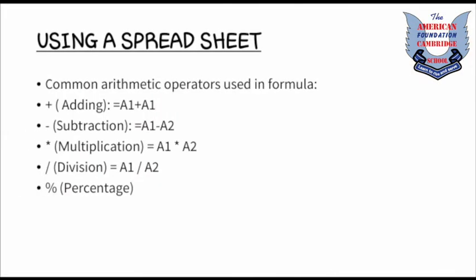Some arithmetic operators that we use in formulas and in Microsoft Excel as well. I already told you addition can be done, subtraction, multiplication, division, and we can also find the percentage. But before typing all these formulas or before getting the answer, we need to type the equal sign.